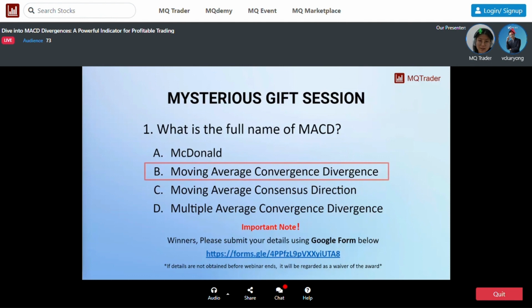Okay, so the answer is B, moving average, convergence, and divergence. I mean, there's no N. Moving average, convergence, divergence, MACD.